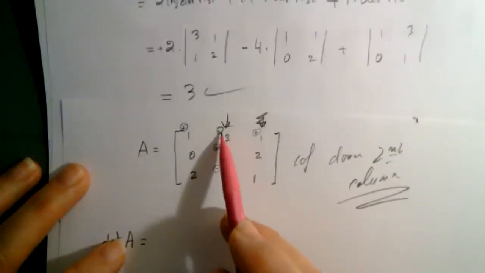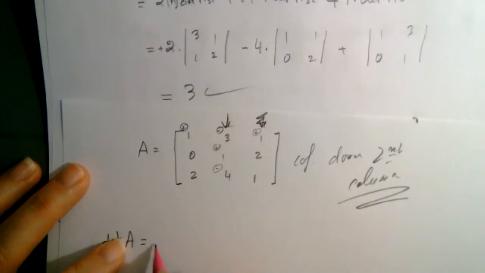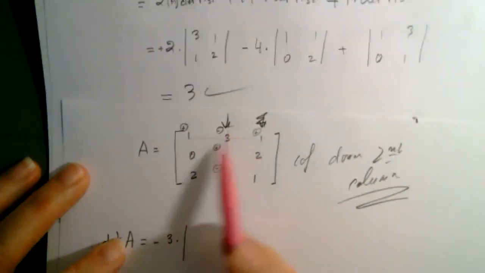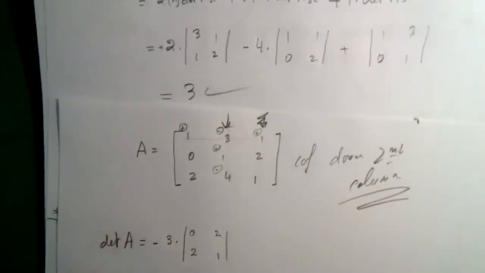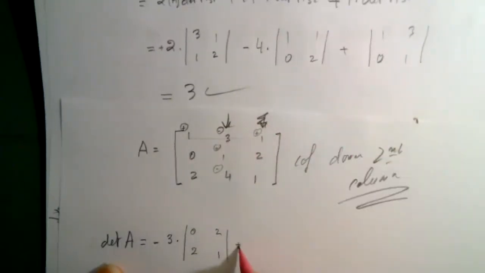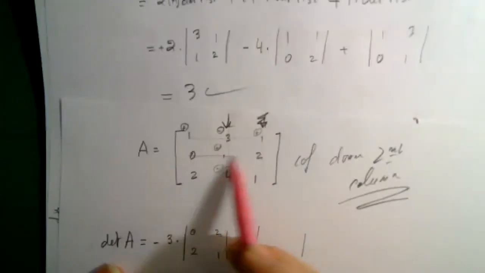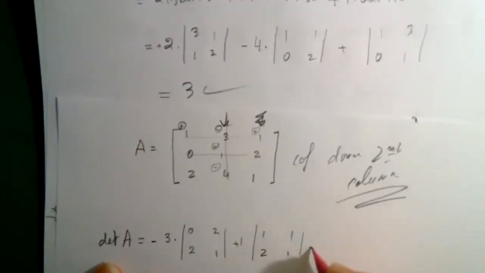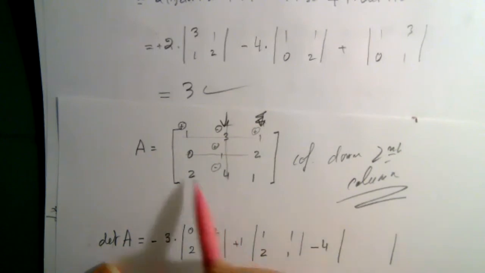So the way I'm going to start is, instead of writing the whole formula, I'm going to say the cofactor here is going to be negative the determinant. So I'm going to start by writing minus 3 times the determinant of the matrix obtained by removing the row and the column that contain 3: 0, 2, 2, 1. And then I'm going to keep going. If this is minus, then this is going to be a plus times the determinant obtained by removing those, which gave me 1, 2, 1, 1. And finally, minus 4 times the determinant obtained by removing the row and the column that contain 4, which gives me 1, 0, 1, 2.